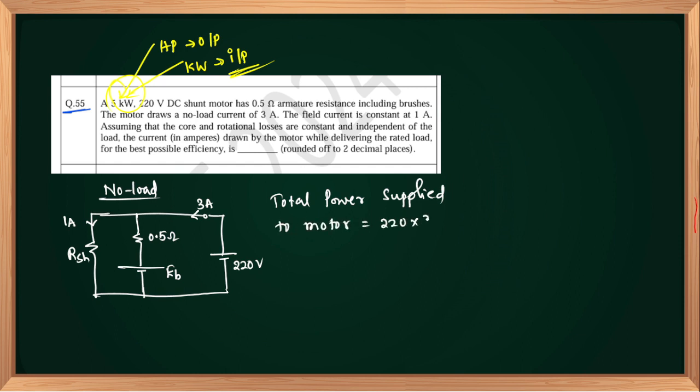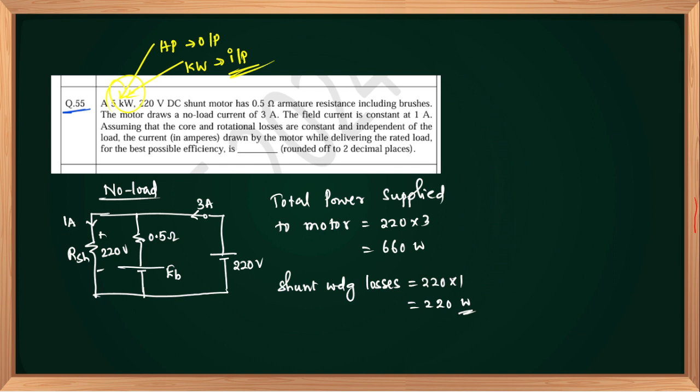220 into 3, we'll get 660 watts. This is the total power supplied to the motor. Out of this, how much is the shunt field copper loss? Shunt winding losses is nothing but constant loss. That is, we have 220 volts into 1 ampere. We'll get 220 watts as the shunt field winding copper losses.